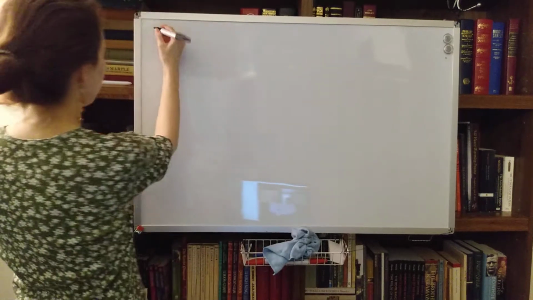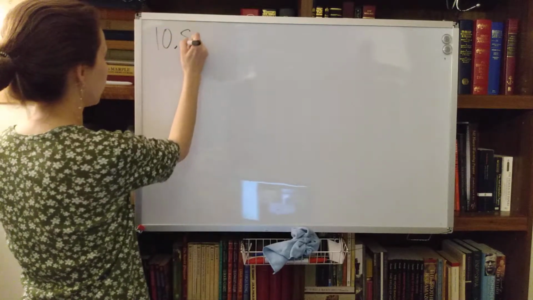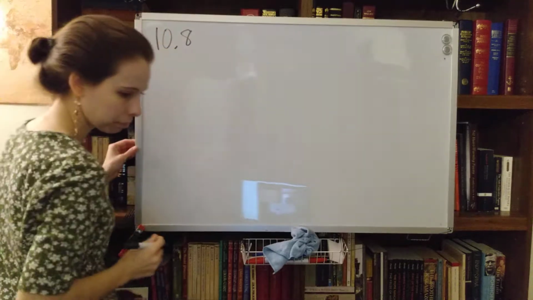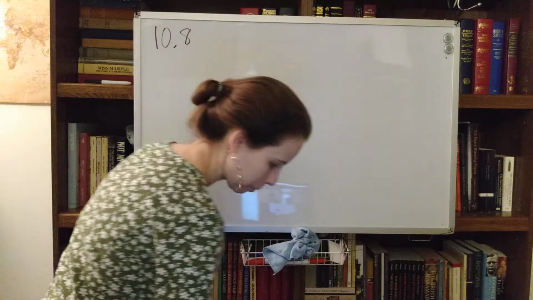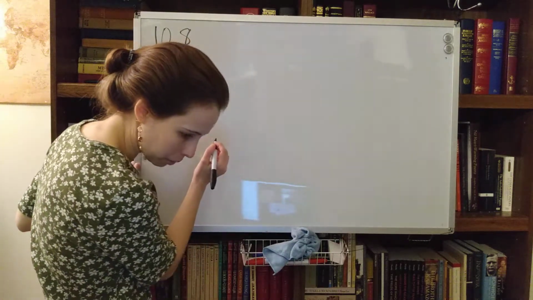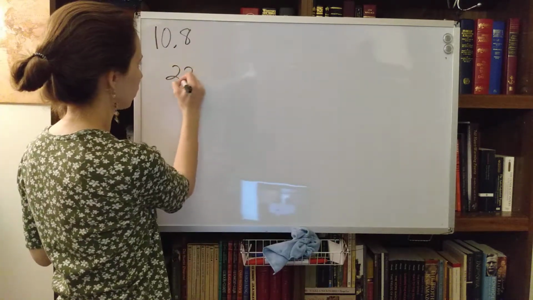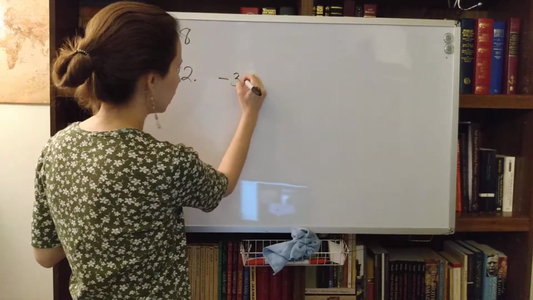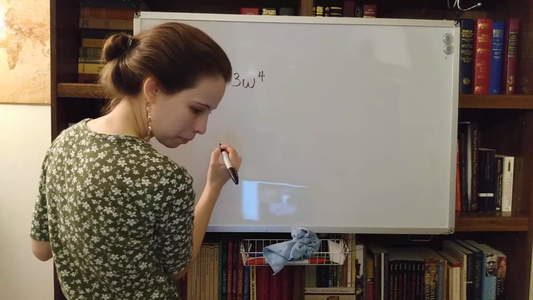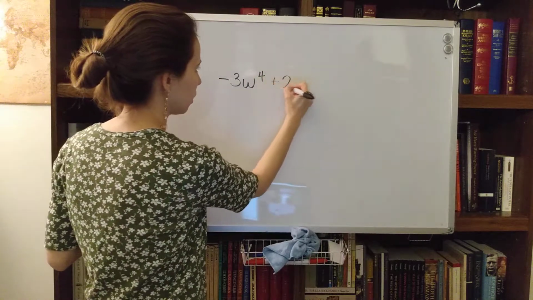So this is from lesson 10.8, Factoring using the distributive property. All right, so the first problem I'm going to work for you is number 22. And it is negative 3w to the fourth plus 21w cubed.